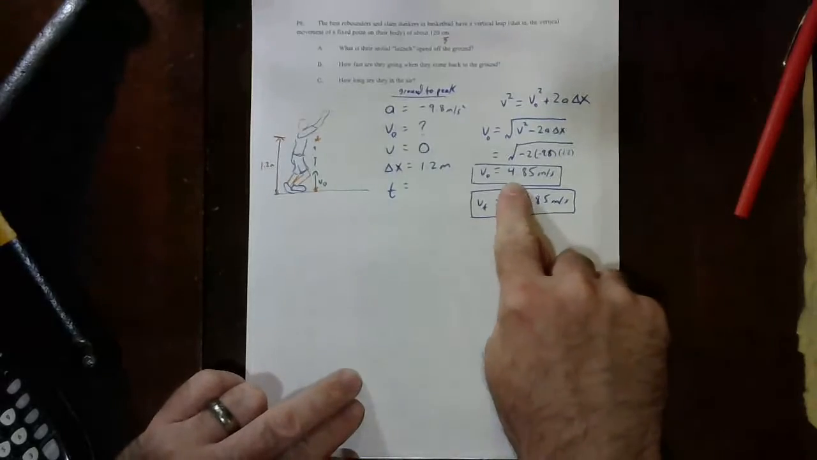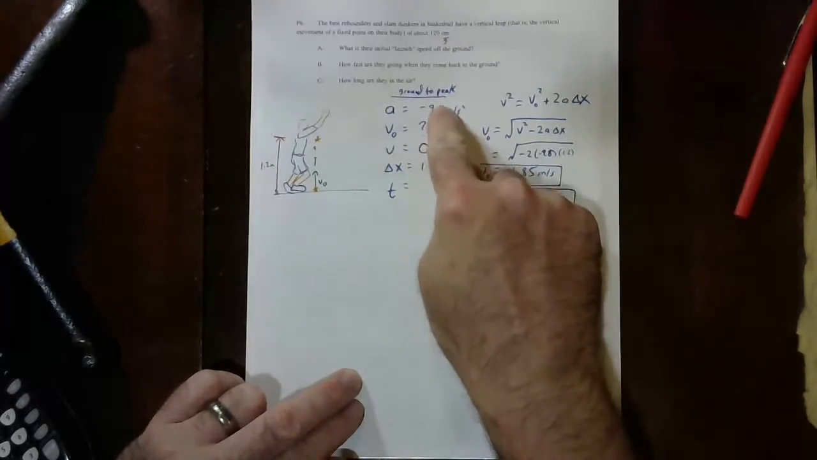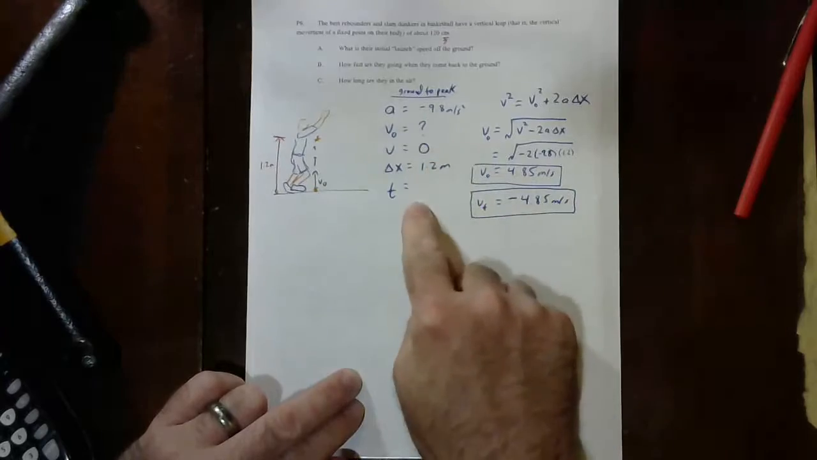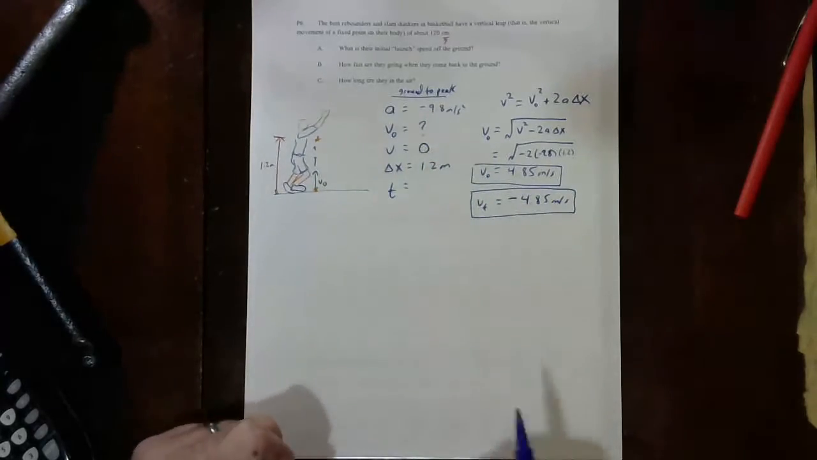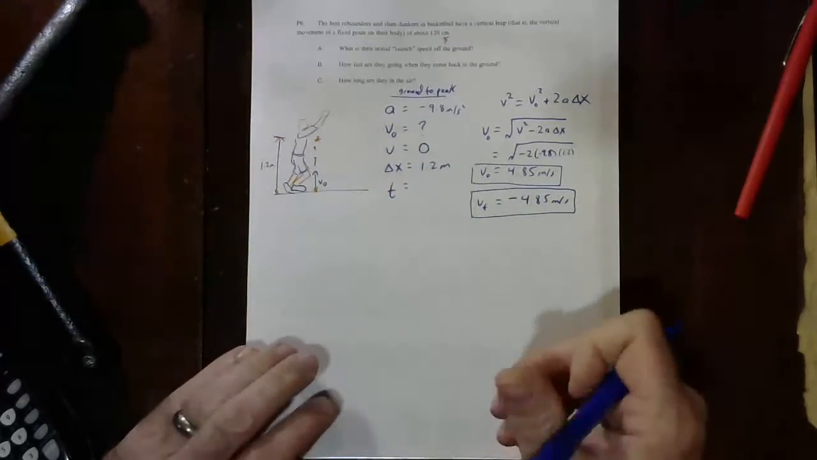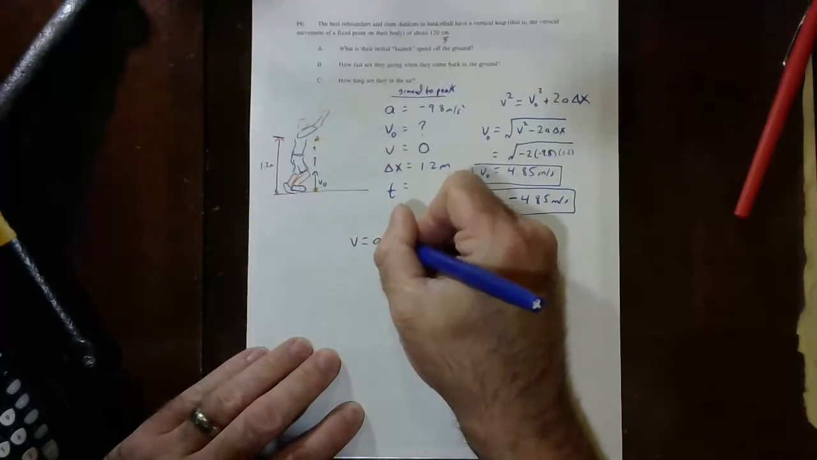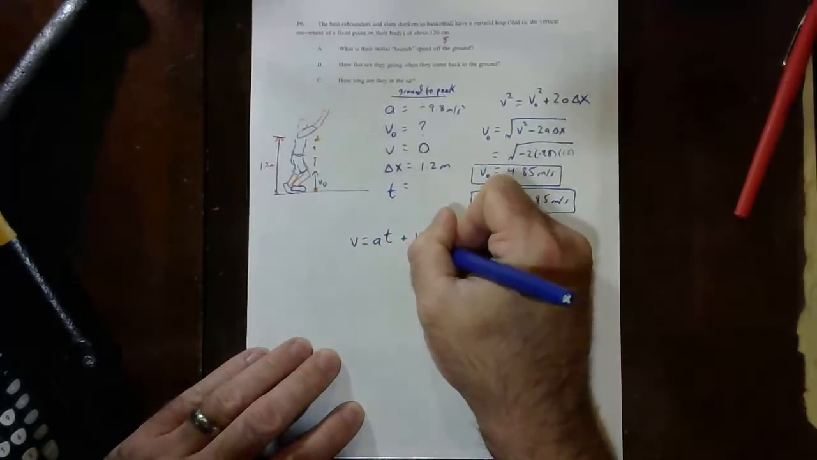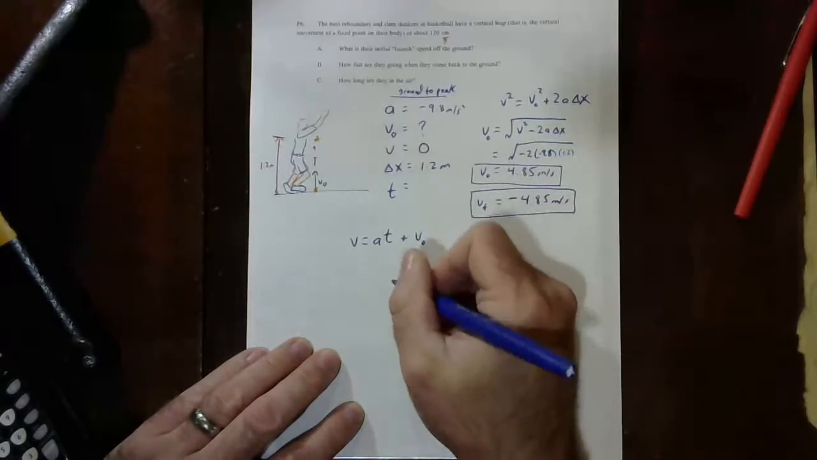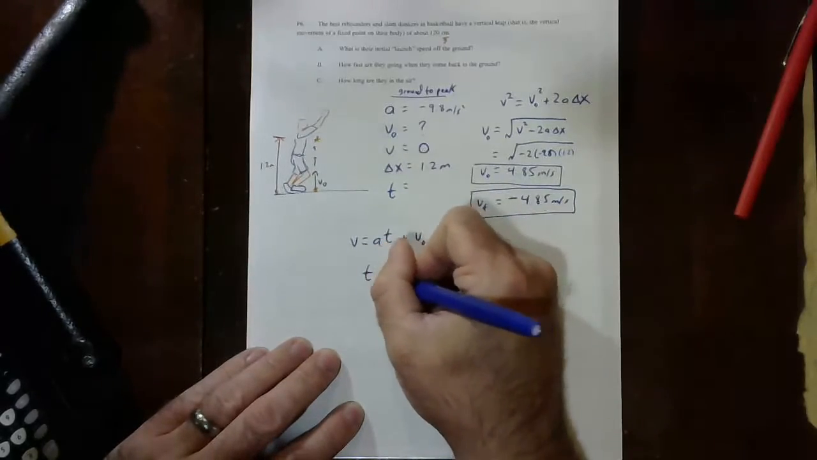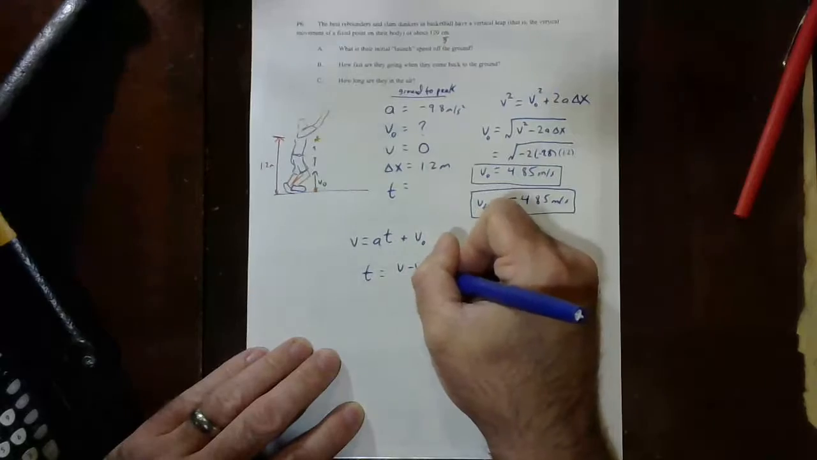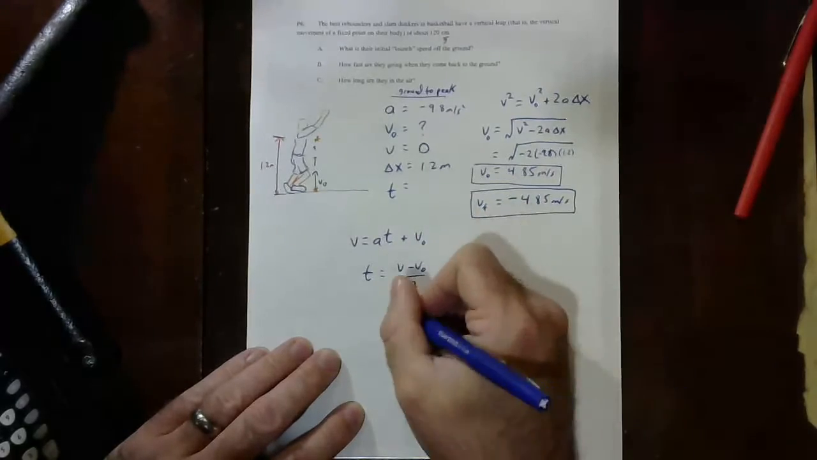Now, I now know V naught, so I have that value. So I have this, and this, and this, and this. I got all the variables except T. What might be a nice equation to use, an easy one to solve? How about if we use V is AT plus V naught, and solve for that T, rearranging. T would be V minus V naught over A.